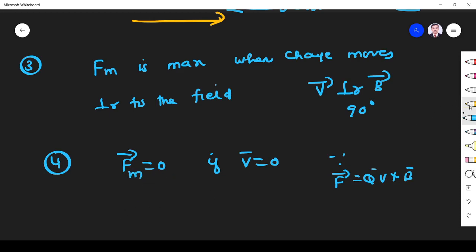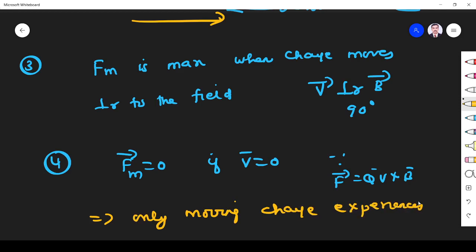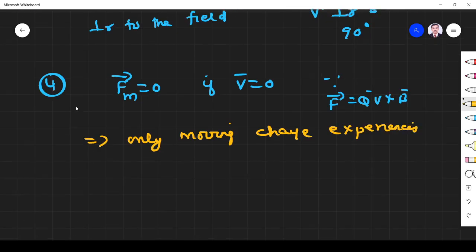What are we inferring from this? Only a moving charge, that is very, very important, experiences magnetic force.